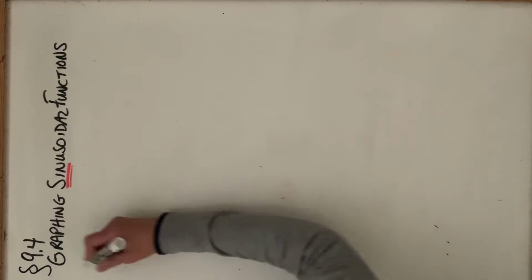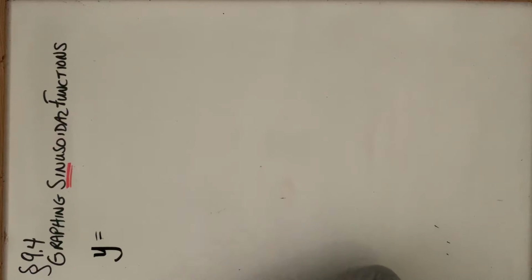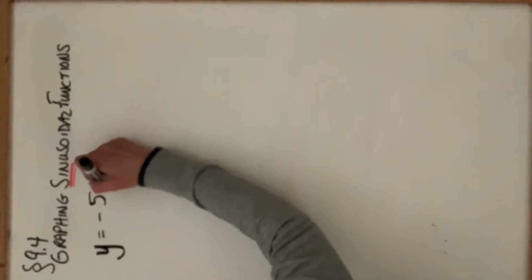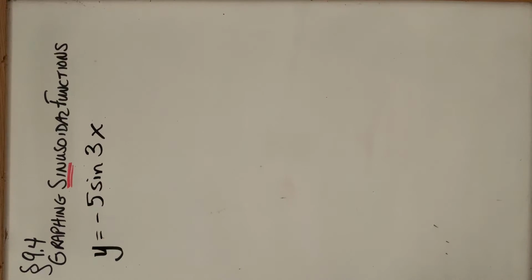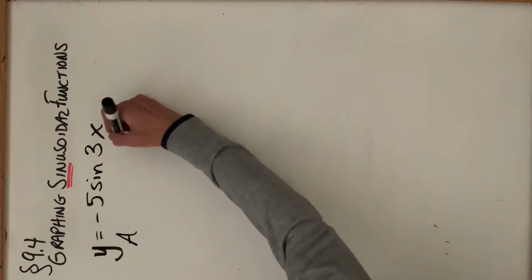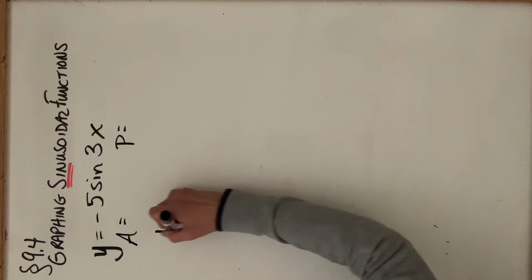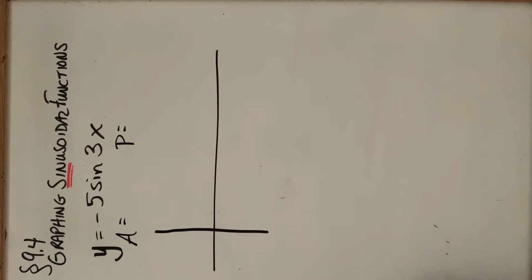All right, so let me give you an equation. Let's identify the amplitude and period, and then maybe we'll graph it too. I don't know. Let's see how we feel. All right, so let's say y equals -5 times the sine of 3x. All right, so let's start by identifying the amplitude. We'll identify the period, and oh, what the heck, we might as well graph since we're here, right? It's fun. All right, so let's start with the amplitude and period.